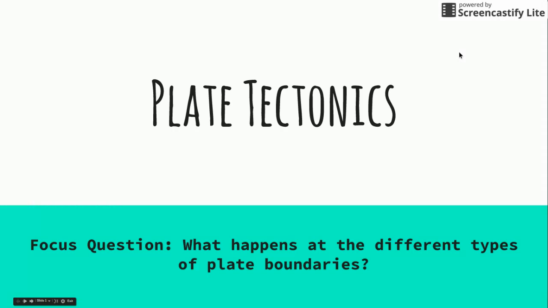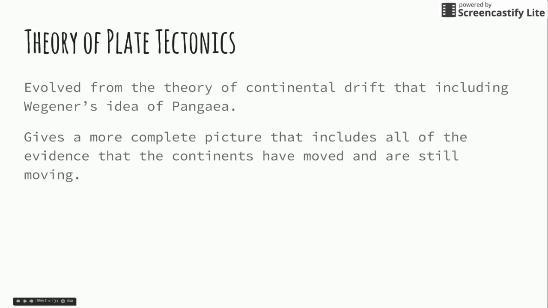So today we're going to continue our talk on plate tectonics, and our focus question is what happens at the different types of plate boundaries. So first let's start with the theory of plate tectonics. It evolved from the theory of continental drift that included Wegener's idea of Pangea, and it gives a more complete picture that includes all of the evidence that the continents have moved and are still moving.